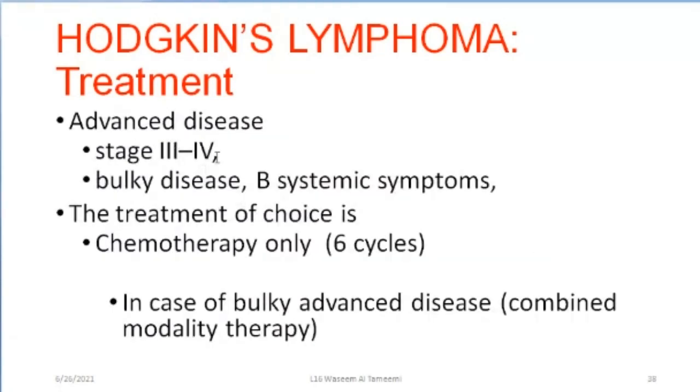In stage 3 or stage 4, or if the disease is bulky, or there are B symptoms, the treatment is 6 cycles of chemotherapy only، وماكو داعي للراديوثيرابي. Unless there is a compression symptom induced by bulky disease.